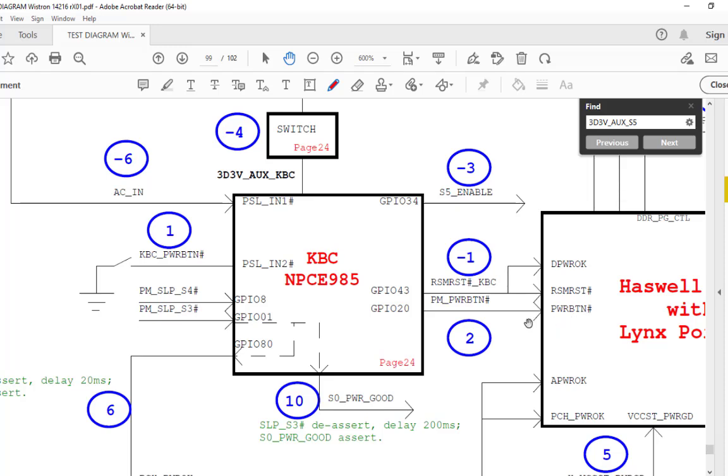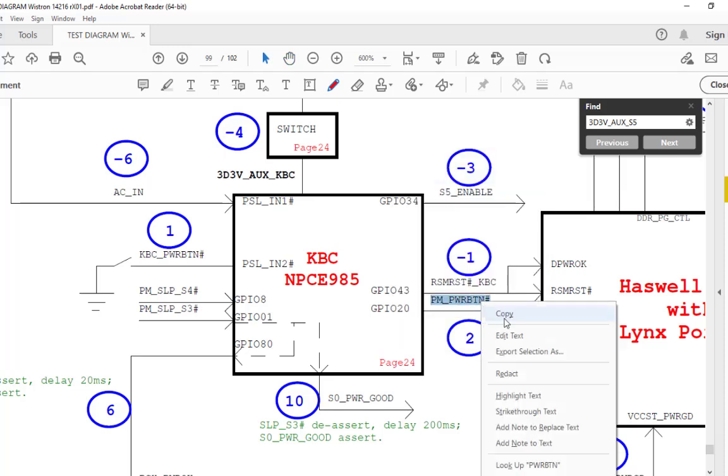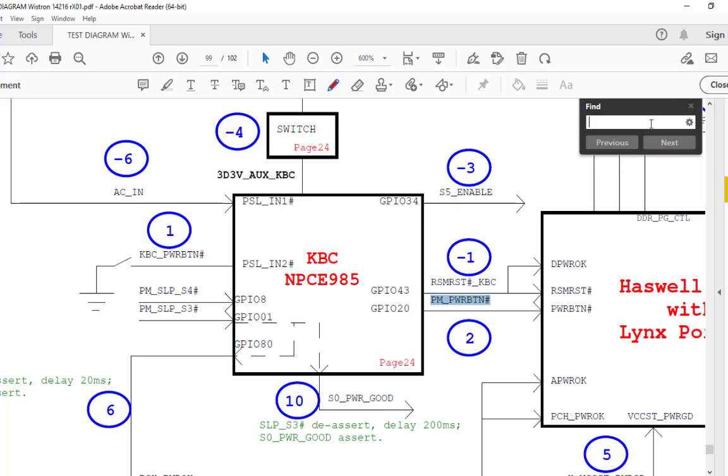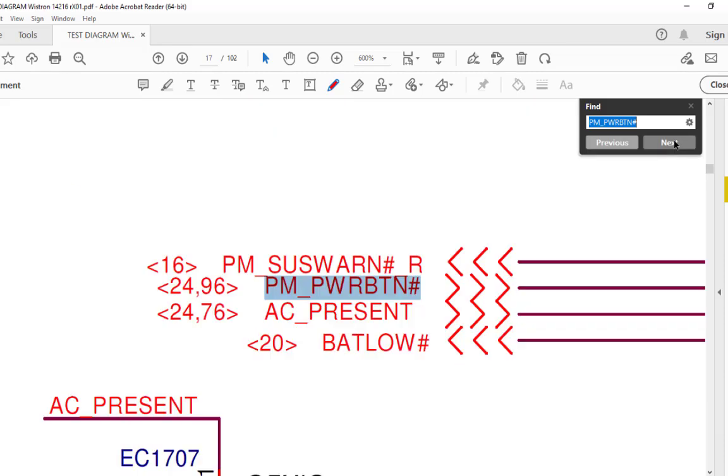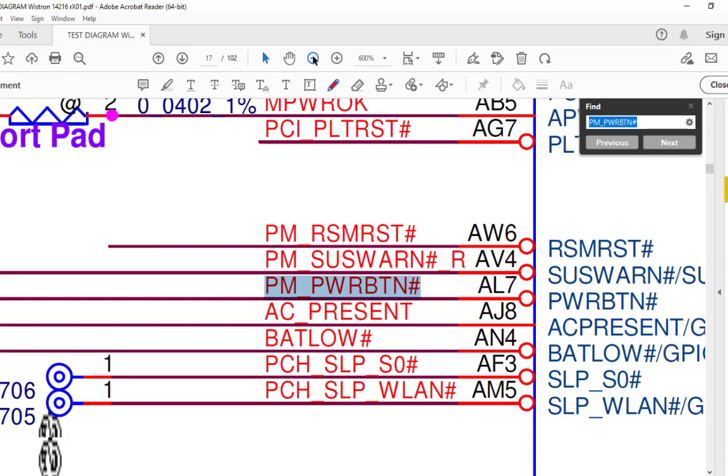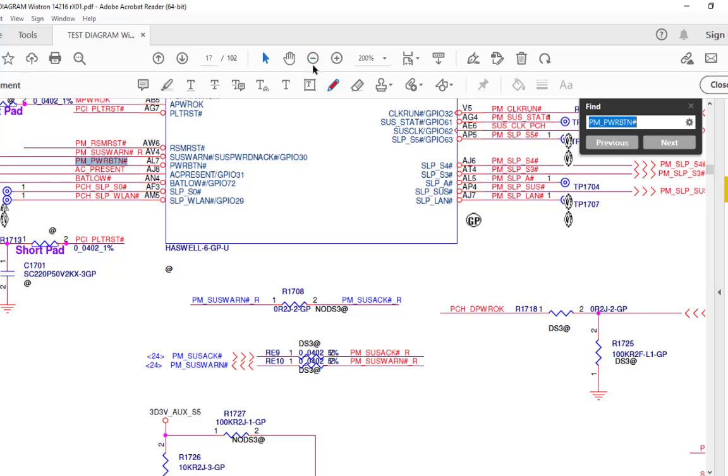Okay, and then on this chip, once we press this power button, step number one, then step number two should be to generate PM_power_button, and here also the 3.3V pulse should be generated. Now if you want to check this signal, we have to do the same thing: copy this signal, come here, paste it here, and go to the next, next, next.